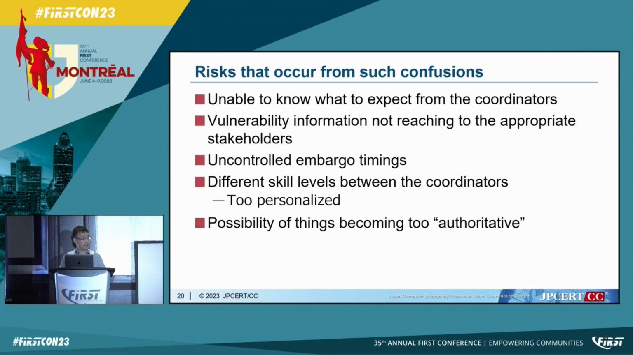These are the risks that may occur from such confusions. Things like stakeholders being unable to know what to expect from the coordinators, vulnerability information not reaching the appropriate stakeholders, uncontrolled embargo timings, different skill levels between the coordinators, coordinator organizations, or even coordinator individuals, too personalized often, and the possibility of things becoming too authoritative or national.